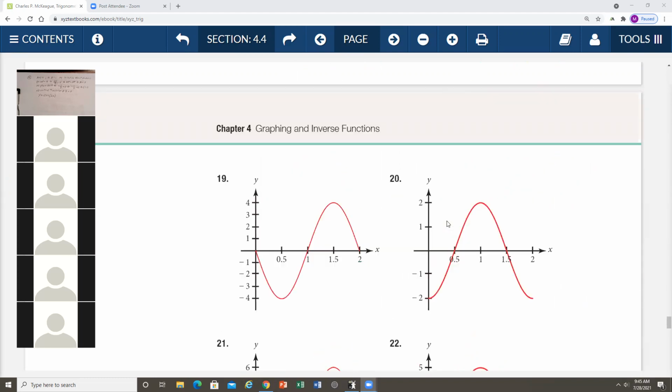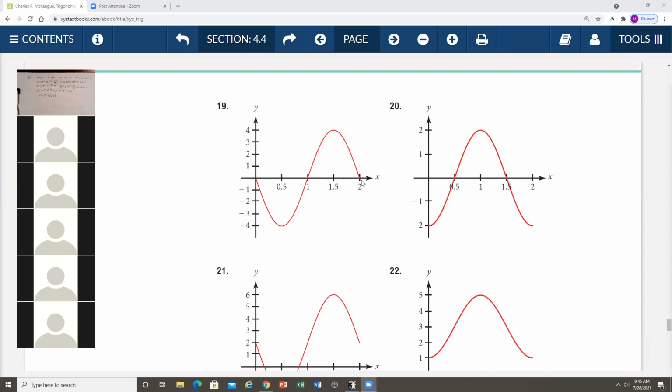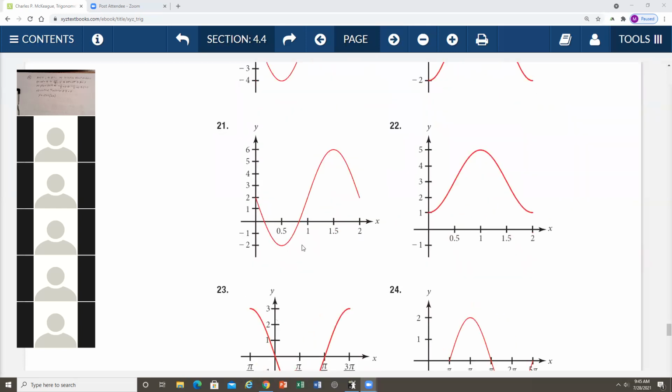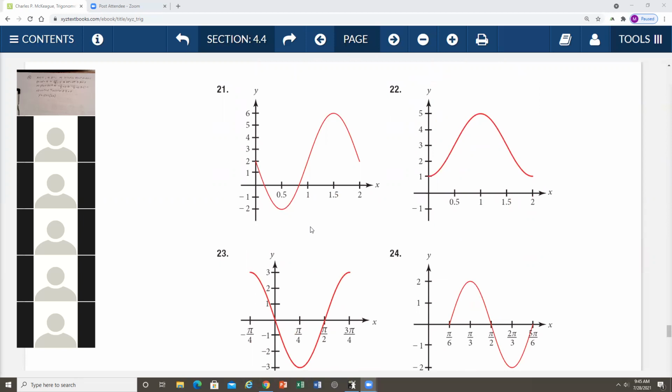Number 19, sine function. Number 20, cosine function. Now, number 21. What would you be leaning towards for number 21, sine or cosine? Sine function. So number 21, we're going to try to model according to a sine function. Now, what is the amplitude of this graph of number 21? 4.